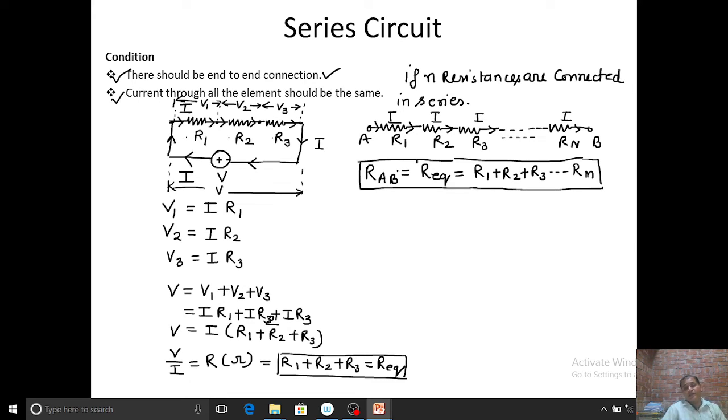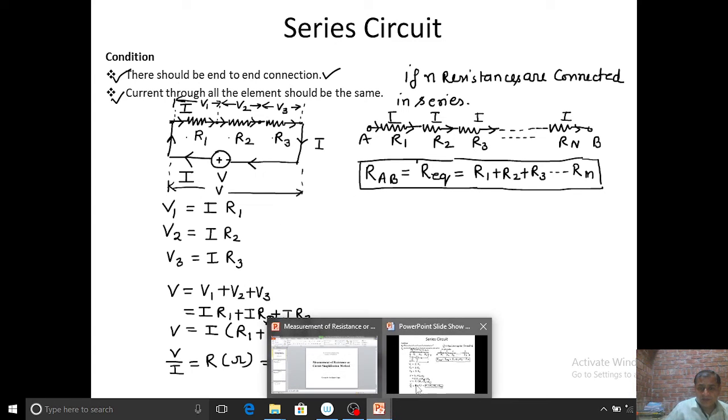There are two conditions that should be satisfied. The first condition, the connection between the resistors should be an end-to-end type of connection, and the second one is the current flowing through all the resistances should be the same. Okay, so now move to the parallel circuit.